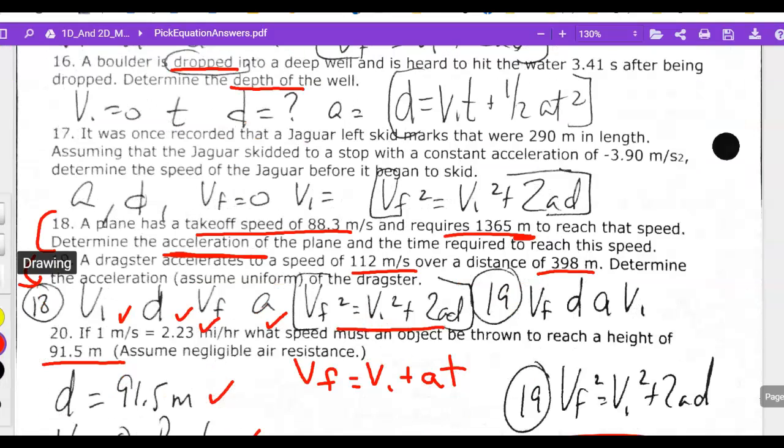Let's see, maybe I was wrong. I have VF, I have VI, I have A, and I want T. Perfect. Well, from the prior question. Now, that's not a good strategy. We don't like to use things that we've calculated, but if we have to, we have to. That would be for 18, because there were two parts to that question.